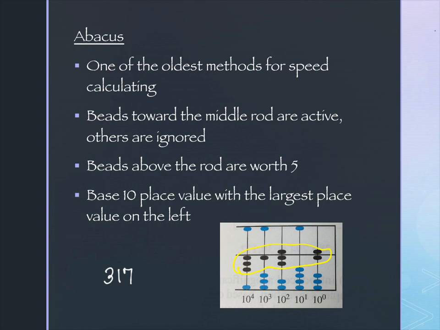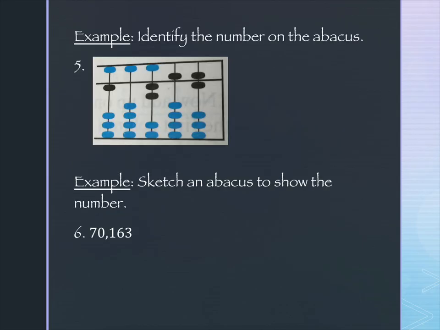What happens if there are no beads in the middle? That's a 0. And then on our last one, we have 1 bead above and 1 bead below. It's the number 6. So this would be how we would represent the number 31,706.